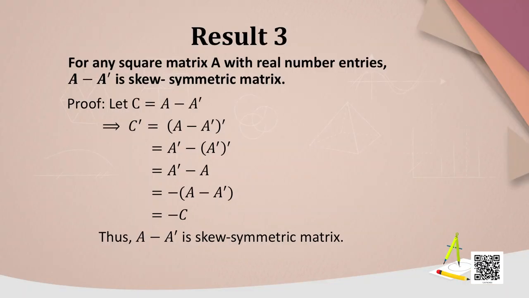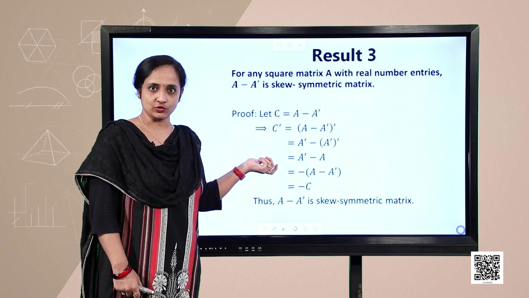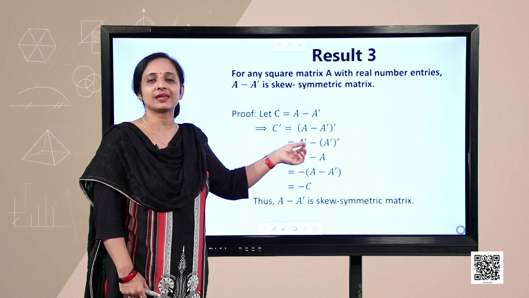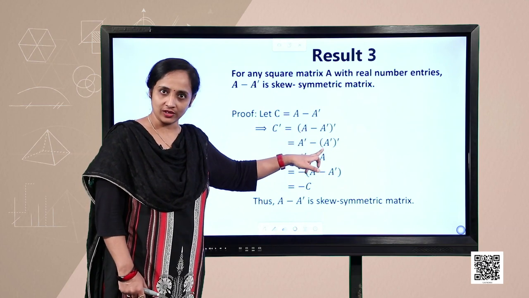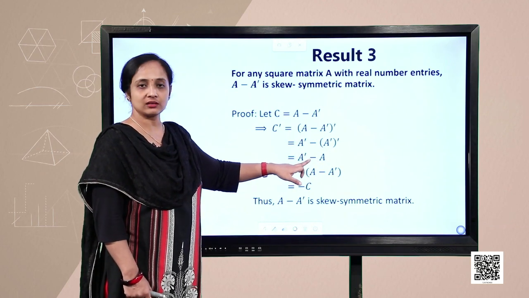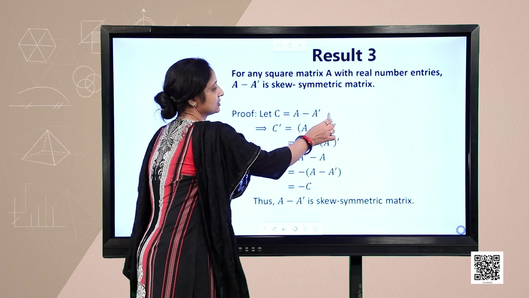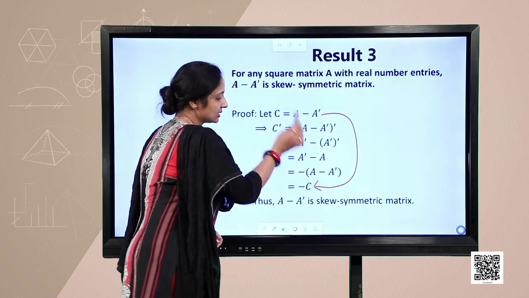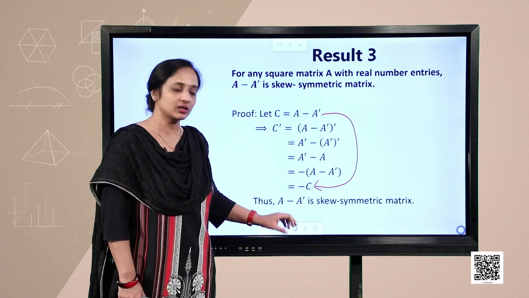So let's study one more result. For any square matrix A with real number entries, A minus A transpose is a skew symmetric matrix. Let's take C as the matrix A minus A transpose. Take the transpose of both the sides. That means C transpose is equal to the transpose of A minus A transpose. Take transpose term wise again: A transpose minus transpose of A transpose. So this is A transpose minus A. Is there any connection between C and this matrix? Yes, if you take the negative sign common, you'll get A minus A transpose, which is the negative of your original matrix C. So that proves that A minus A transpose is always a skew symmetric matrix.